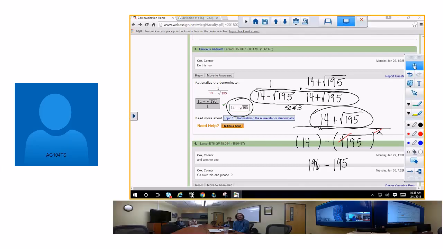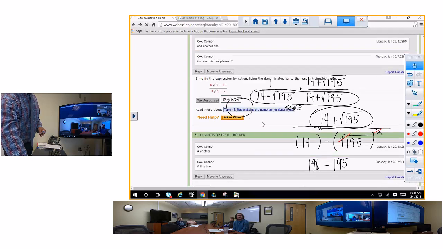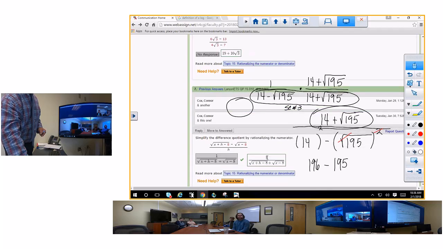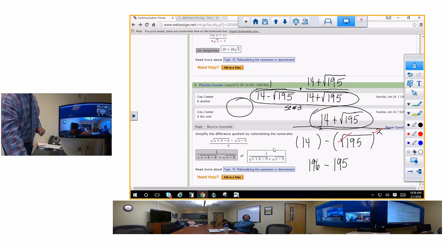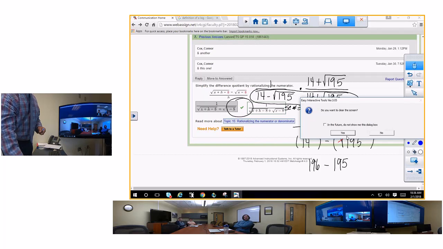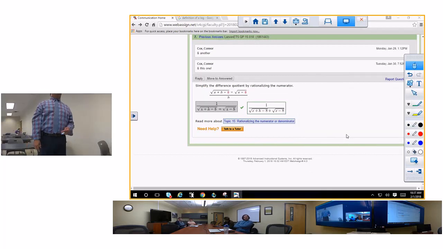Does anybody have a question about anything that we're going over? This one says the denominator. We've done one. We just did that one. Here's another good one. That's rationalizing the numerator. Let's do that one. That one will discourage you and get you to quit. Yeah, most of you will quit on this one. Why? Just too much writing.